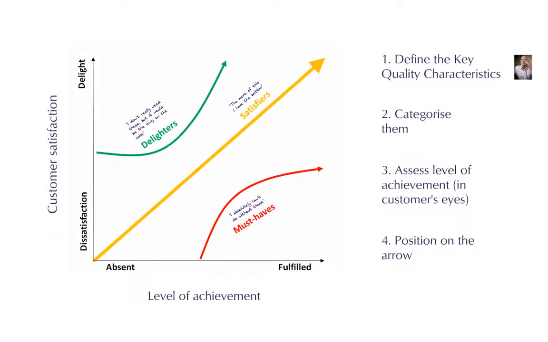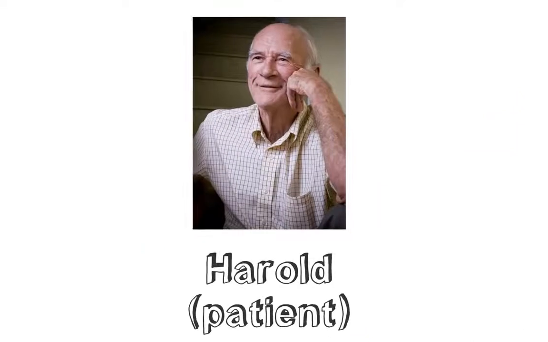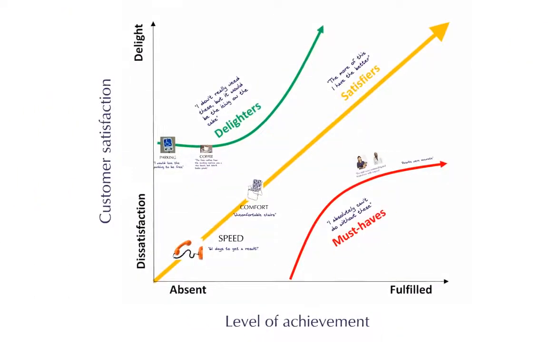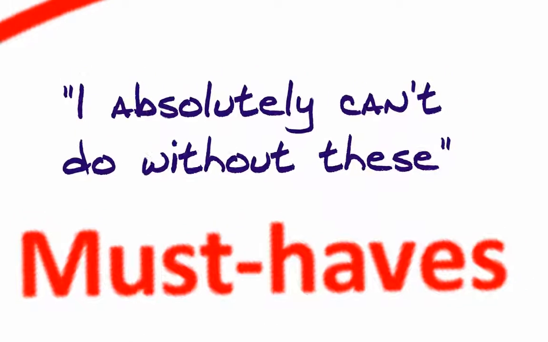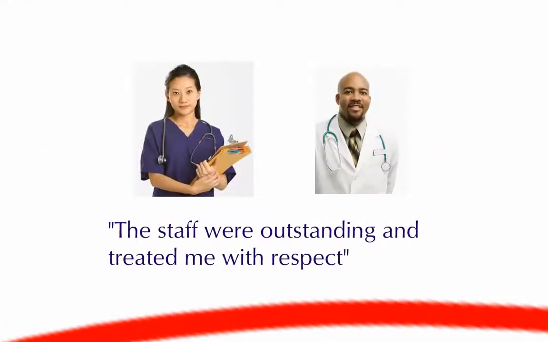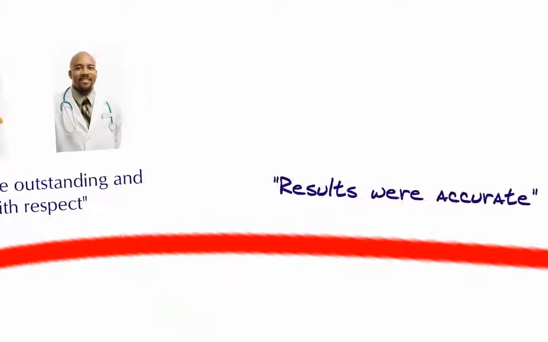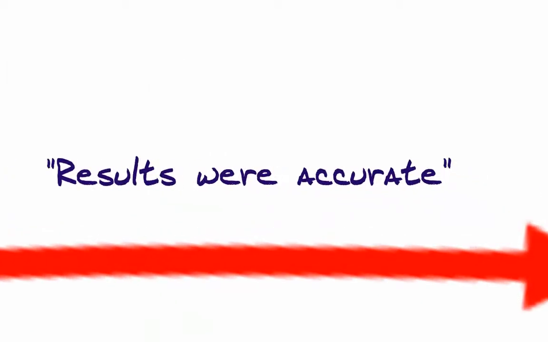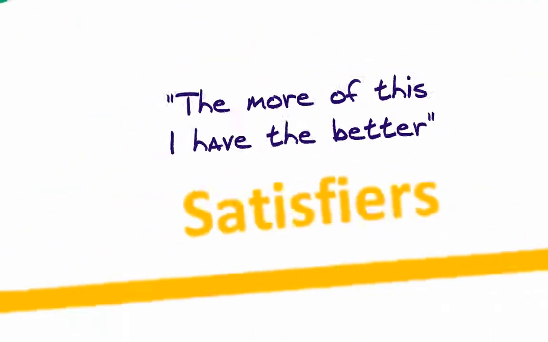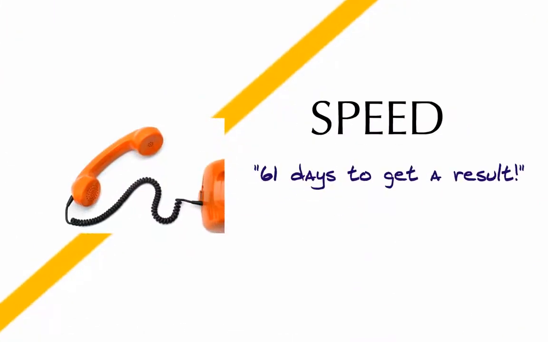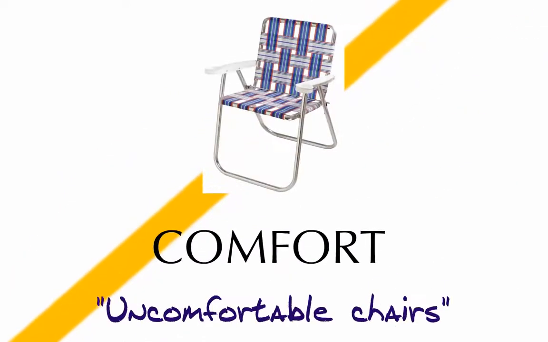Let's have a look at Harold's case. We have Harold, the patient. In Harold's world, there are several things that fall into this Kano analysis. Firstly, the must-haves. For Harold, it's important for staff to be outstanding and respectful. It's also critical that the results are accurate. For satisfiers, for Harold, what's important is speed. 61 days to get a result is pretty slow, so it's on the bottom of the Kano. Comfort is important as well. Harold did not like these chairs.